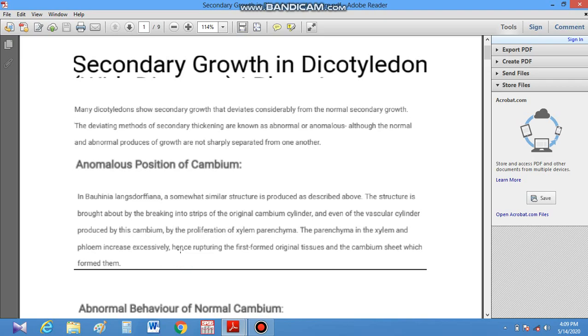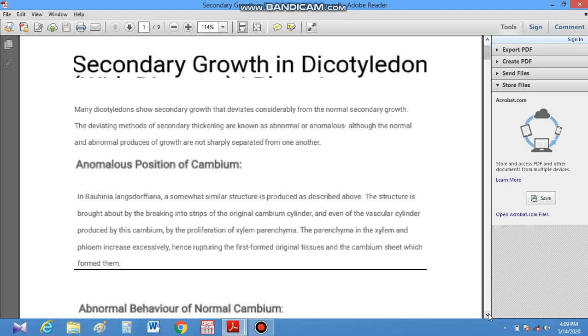It may be due to the anomalous position of a cambium or abnormal behavior of a normal cambium. The position may be changed, or there may be abnormal behavior of the normal cambium. So we can understand these things by certain examples.